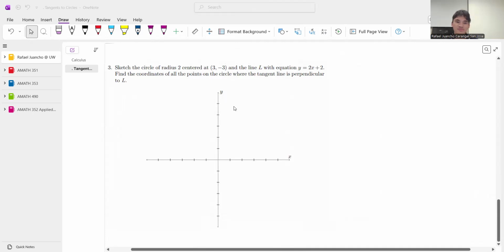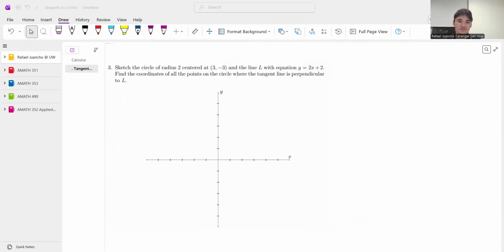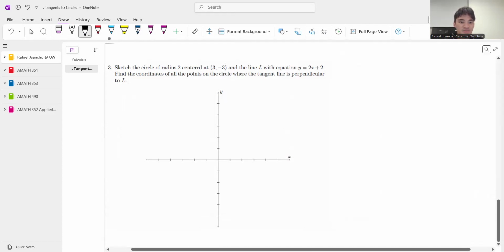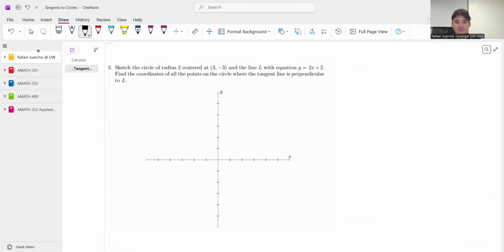Right. So again, we have a problem. We need to know what tools we can use first. Let's read the problem. So it says we want to sketch a circle of radius 2. So that immediately tells us r is 2. And it's centered at 3, -3. So now we know the equation of a circle. The equation of that circle would be (x minus 3) squared plus (y plus 3) squared equals 2 squared, which is 4. That's the equation of the circle.